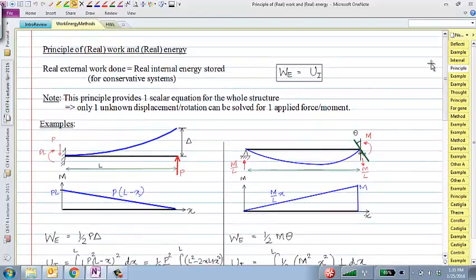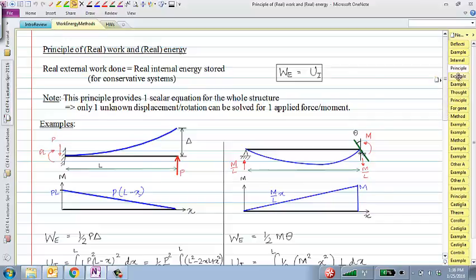One thing I'll point out here is that to apply the principle of real work and real energy to find some unknown displacement, you can only find one unknown, because the overall equation that you have, WE is equal to UI, is only one equation. And that unknown also is very specific. For example, if I have this cantilever column and I apply a load P here, then I can only find the displacement under this load. This half P delta, that delta is the only unknown displacement I can find. Similarly, for this applied rotation or applied moment, the amount of rotation at the point of application is the only thing I can find. That's a big limitation, of course, of the principle of real work and real energy, but we'll see how we can get over that limitation as well.